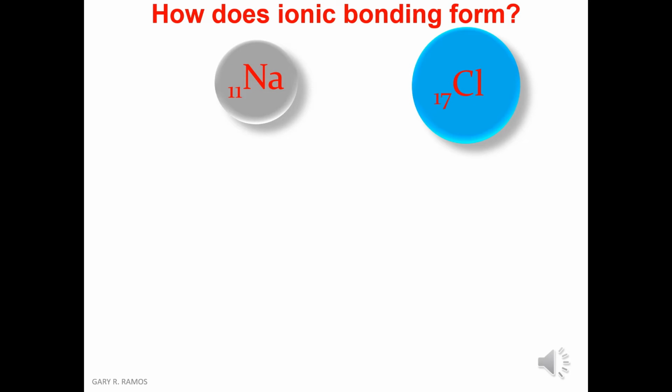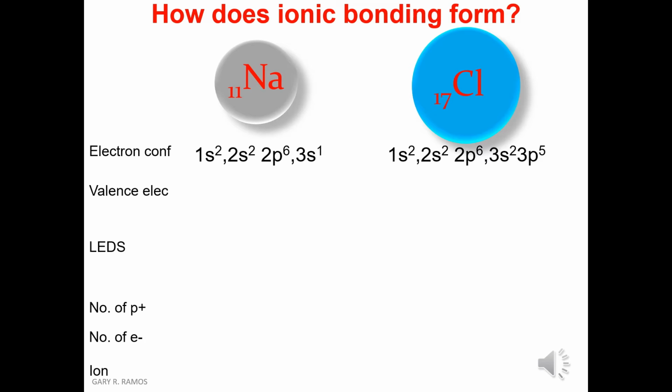So how does ionic bonding form? Let us take the example of sodium and chlorine. In this example, we're going to solve for the electron configuration, the valence electrons, the Lewis structure, the number of protons and electrons, and determine the ions. The electron configuration of sodium is 1s2, 2s2, 2p6, 3s1, while chlorine is 1s2, 2s2, 2p6, 3s2, and 3p5.